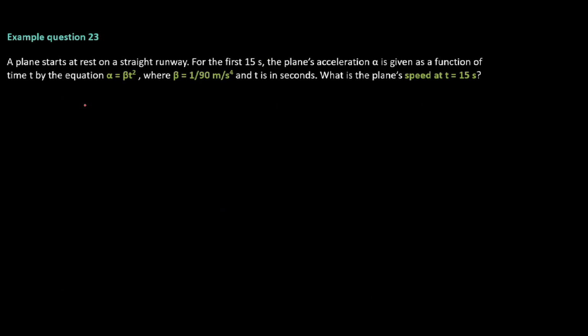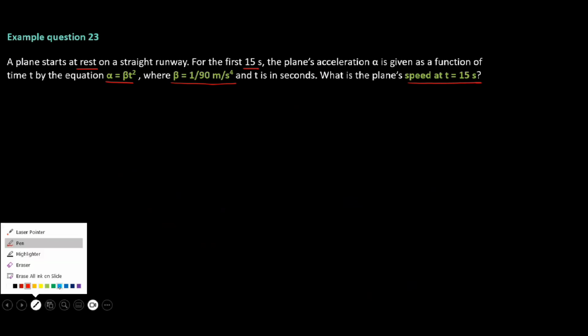Example question 23. A plane starts at rest on a straight runway. For the first 15 seconds, the plane's acceleration alpha is given as a function of time by the equation alpha equals beta t squared, where beta equals 1 over 90 meter per second to the power 4, and t is in seconds. What is the plane's speed at t equals 15 seconds?